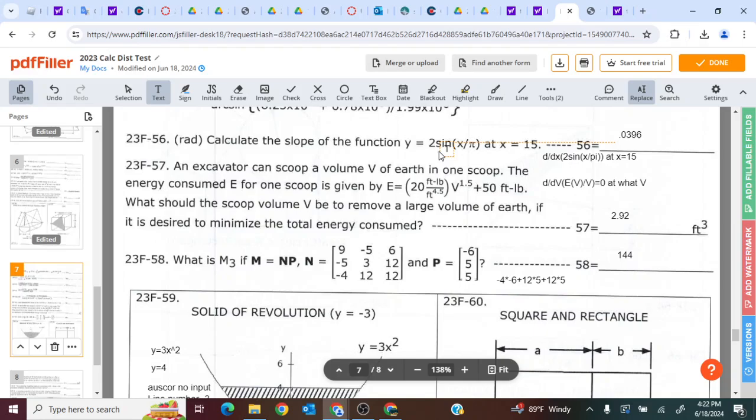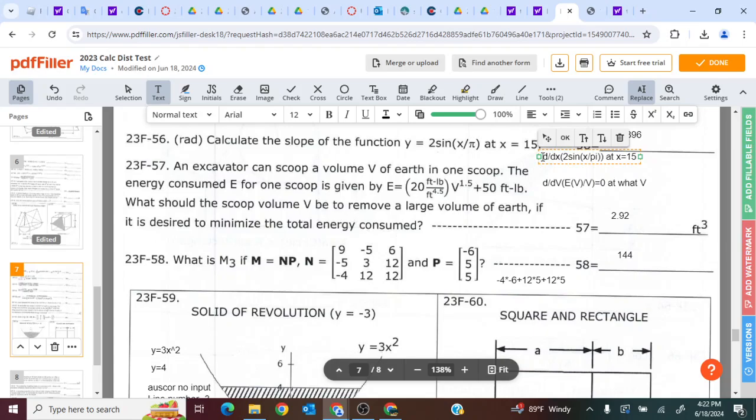Calculate the slope of the function sine of x over pi at x equals 15. Just do it. Go to math, derivative, d over dx, put in the equation, make sure you're in radian mode, and do it, put in x equals 15.